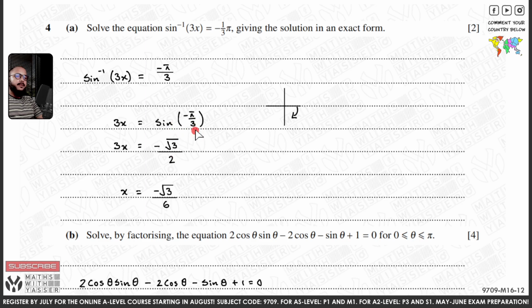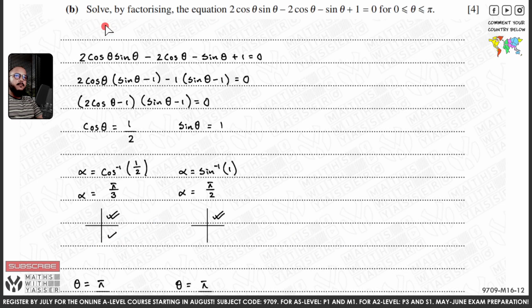Sine pi by 3 basically means sine 60, and sine 60 is root 3 by 2. Since it's in the 4th quadrant, which belongs to sine, that means it will be negative. So 3x is equal to negative root 3 by 2, and x is equal to negative root 3 over 6.